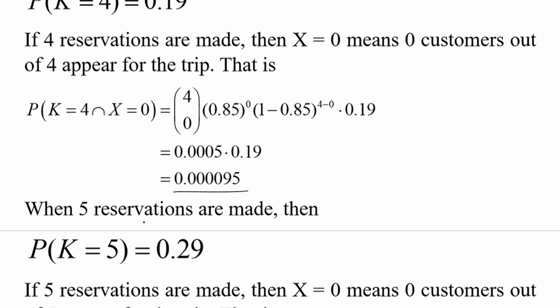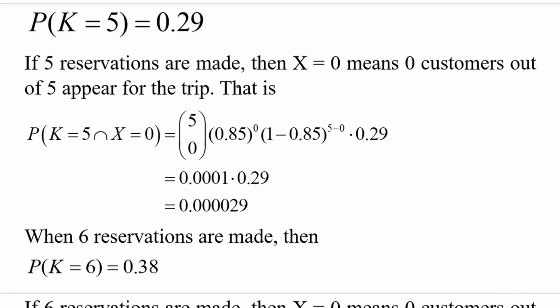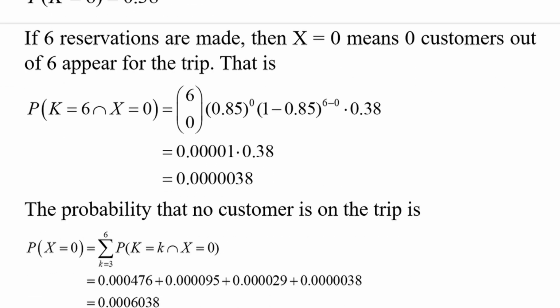Likewise, when 5 reservations are made, it means 0 customers out of 5 appear for the trip, so this probability is this one. Likewise, when 6 reservations are made, 0 customers out of 6 appear for the trip. So this one.